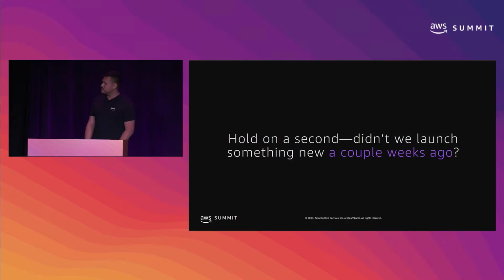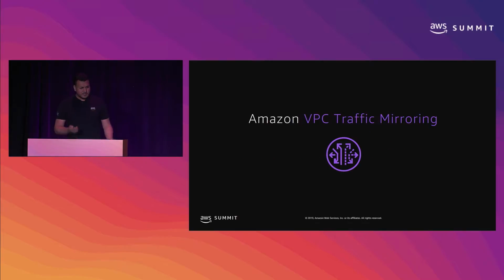But hold on a second. Didn't we launch something a couple weeks ago? I hope no one spoiled it out in the audience. But before we get into that, right, remember VPC flow logs are still very much useful. It tells you the metadata about the flows, but let's say you want to actually capture the actual packet itself. Look into what's going on in there. And so we launched VPC Traffic Mirroring, and we're going to have Anoop give you pretty much an intro of traffic mirroring. Thanks, Miguel.